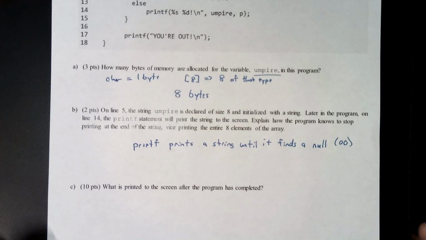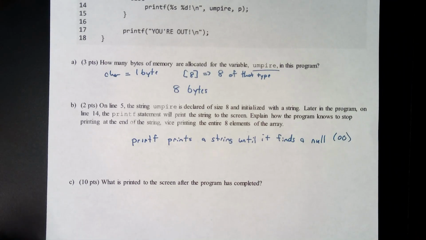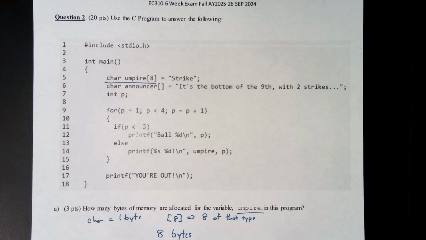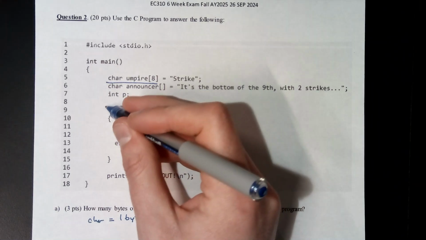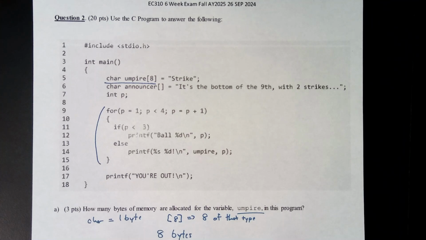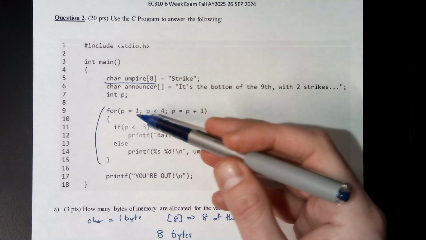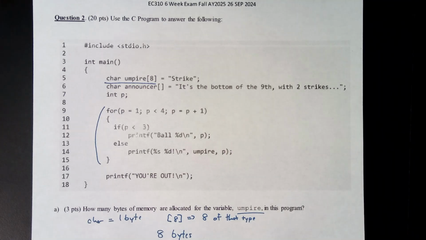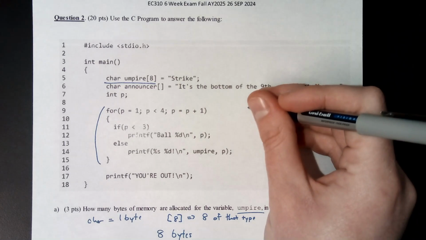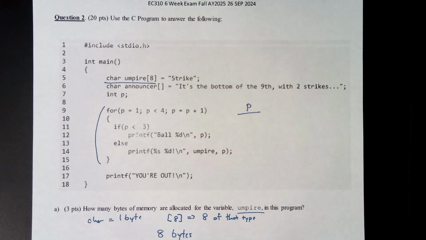Okay. Last question here. What is printed to the screen after the program has completed? So for this type of question, I usually recommend we go back to the code here, and just look at the loop to see what's going on in that piece of code, because this is probably going to be relevant to what happens, right? We declare some variables, and then we go into this iterative process of updating P and then doing something based on P. And I recommend figuring out what all the variables are and starting from the initializer.